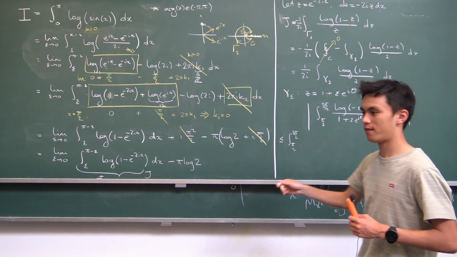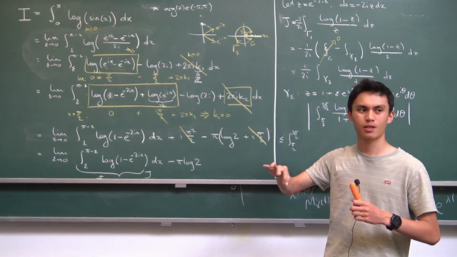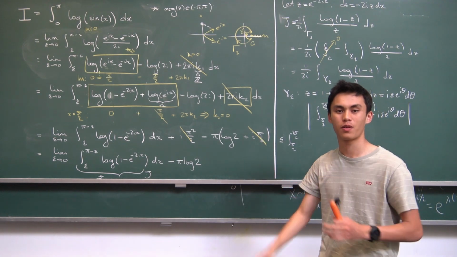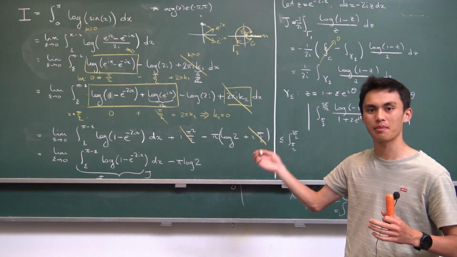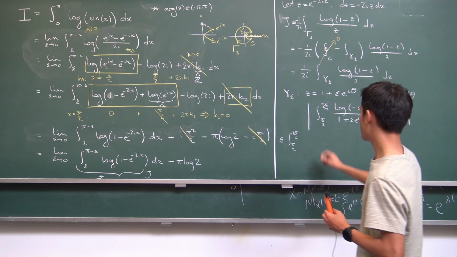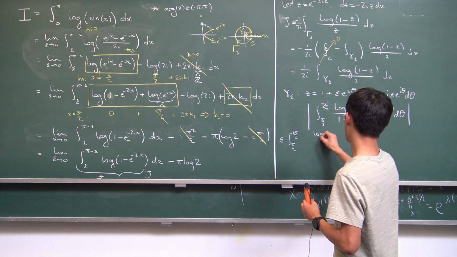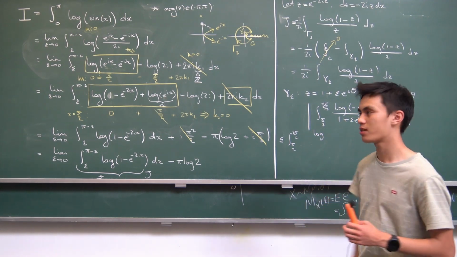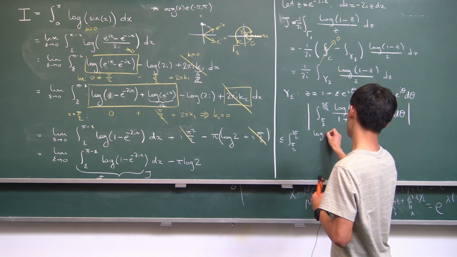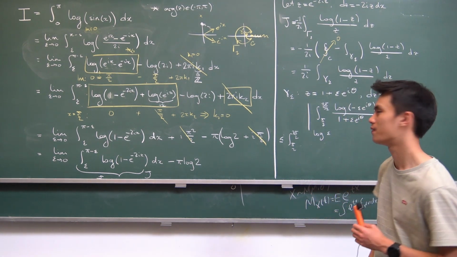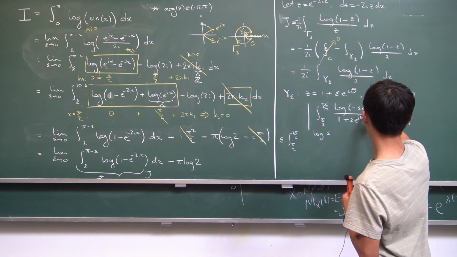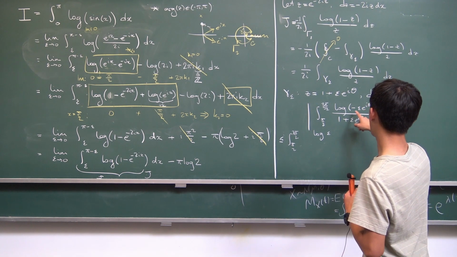Well, the logarithm of a complex number can be rewritten as the logarithm of the absolute value of the complex number plus i times the argument of that complex number. So let's write that out. We have the logarithm of the magnitude of the inside. What's the magnitude or the modulus of the inside? It's just going to be epsilon. Epsilon's a positive number. And then we have, plus i times the argument of the inside.